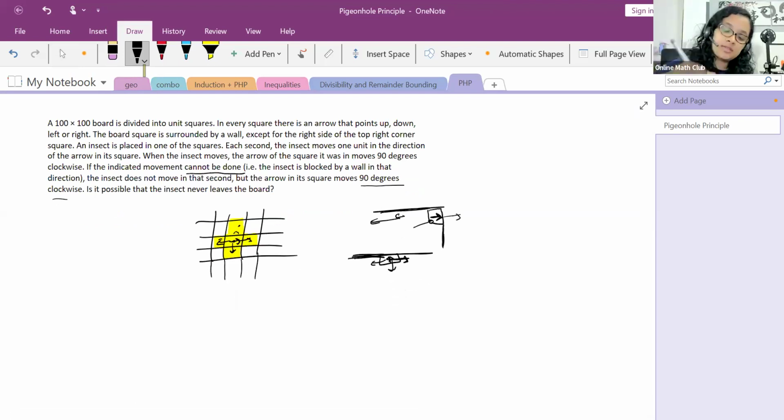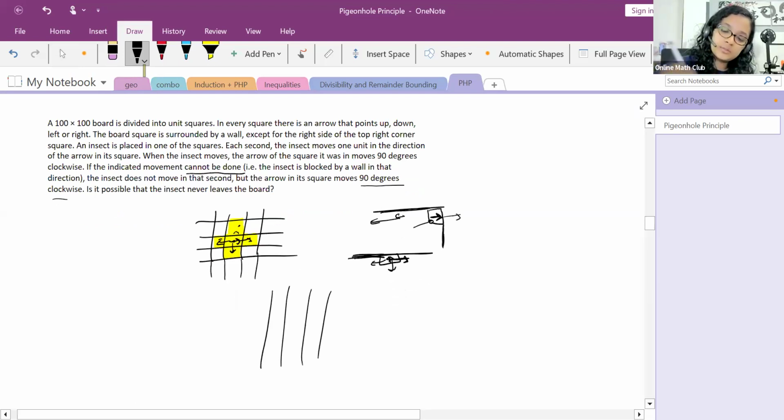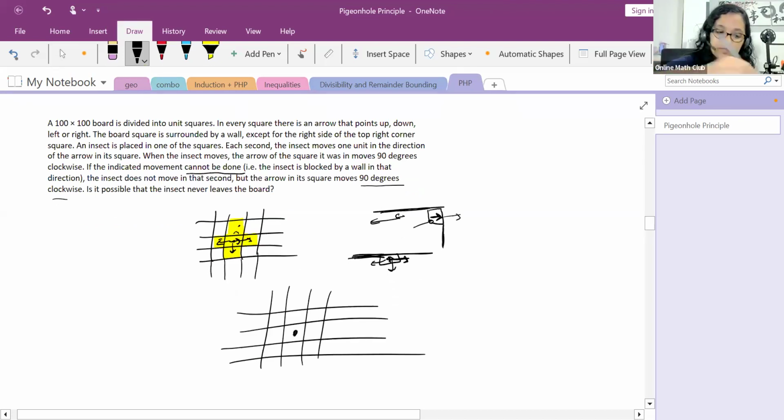Okay, fine. So suppose it enters, say, the square infinitely many times. The first time, if the arrow is pointing this way, the insect is going to go out this way. And suppose it somehow comes back. When it comes back, the arrow will still be pointing this way because it won't change, according to the rules. The arrow just changes after the insect moves.